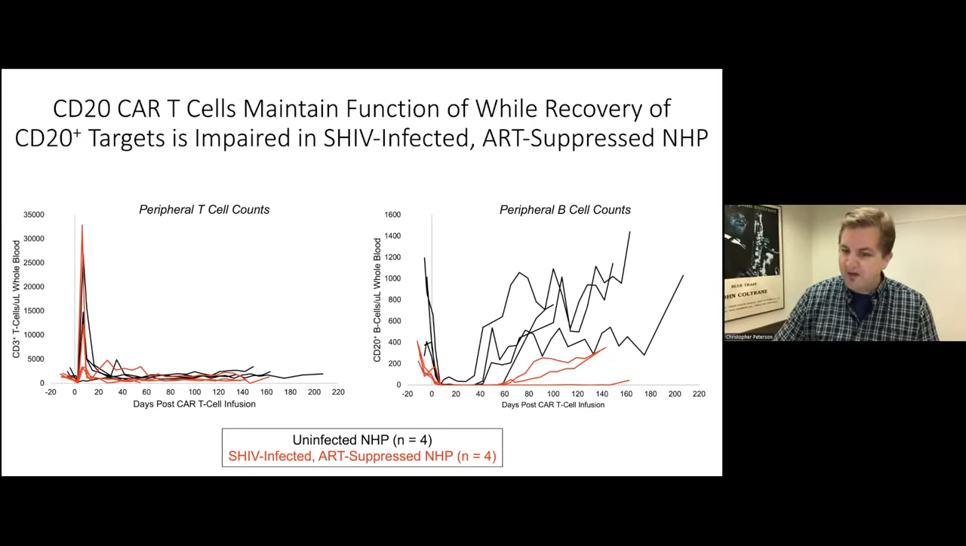So within a month to a month and a half after the CAR T cells go away, B cell counts rebound. One of the interesting things we found straight off is that in our model of suppressed HIV infection using SHIV here, the timing and the magnitude of that B cell rebound in these animals was significantly delayed. So there was quite a lag in the ability of these B cells to rebound in the background of suppressed infection.